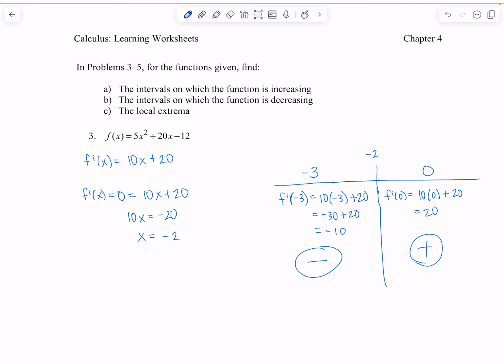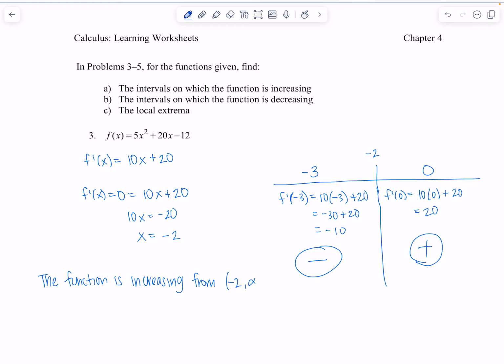So to find out the intervals on which the function is increasing and the intervals on which it's decreasing, we're just going to look at where the derivative is positive and where it is negative. So the function is increasing from -2 to positive infinity. That's what it's telling us on the positive side. We're not including -2 because that was the critical value.